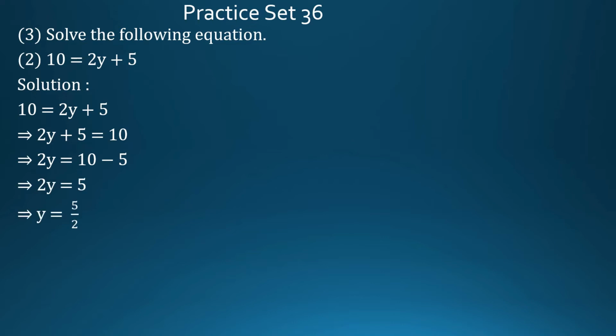So therefore the value of y will be equal to 5 divided by 2. Since it was 2 multiplied by y, when we take 2 to the right hand side of the equation, it will become divided. So we will have 5 divided by 2. So the answer of y is 5 divided by 2.